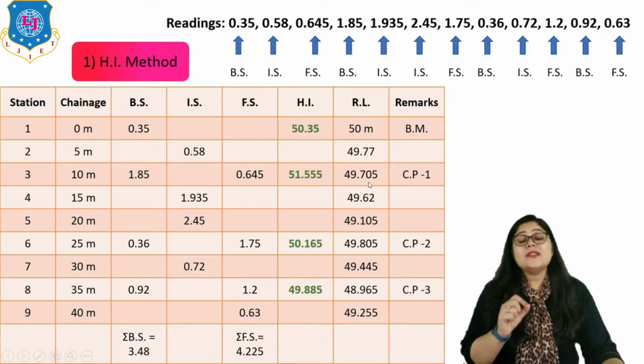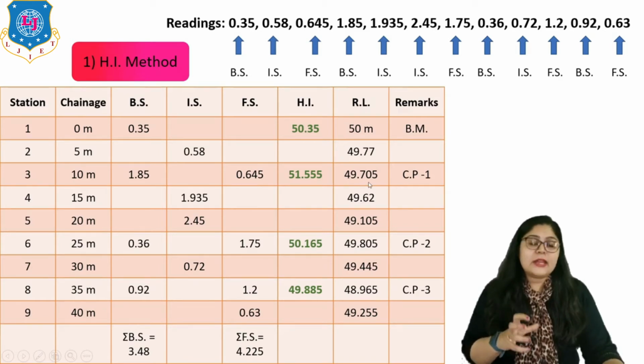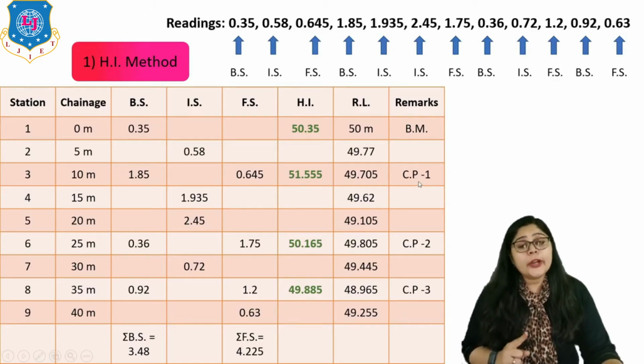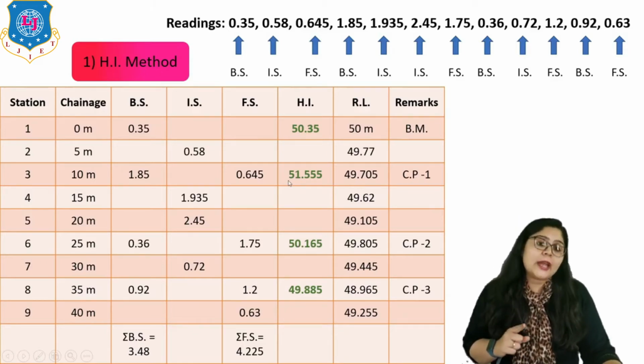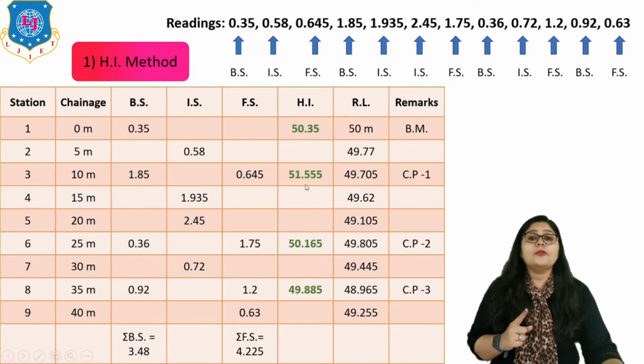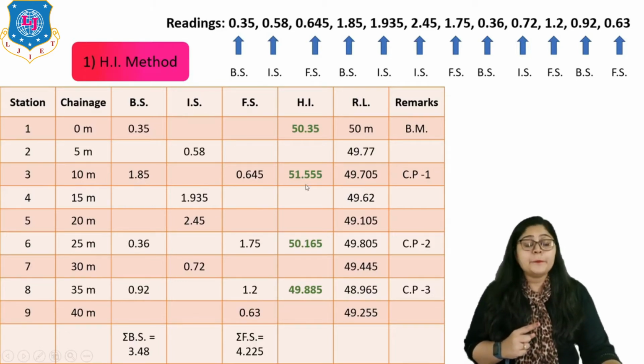But now this is the end of this setup. It means this is my change point. Whenever the change point comes, I have to calculate the new HI. So here you can see I have calculated my new HI. Now for this, the known RL, which we recently identified for this point, plus the BS, which is 1.85, will give me the value of HI, which is 51.555, right?